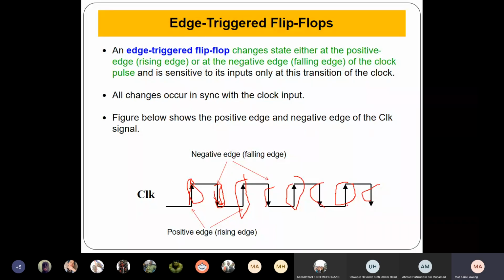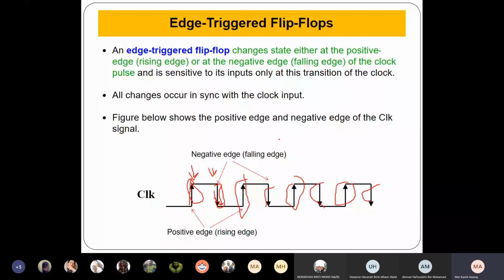So in the question, you have to be very careful when reading. It will state whether it changes at the negative edge or positive edge, or even from the diagram, you should be able to recognize whether it's a positive edge or negative edge. Right? All changes occur in sync with the clock input. So all will change simultaneously at this instance if it's the positive edge, or at this instance if it's the negative edge. Okay. This figure is just to show the clock, whether it's positive edge or negative edge.